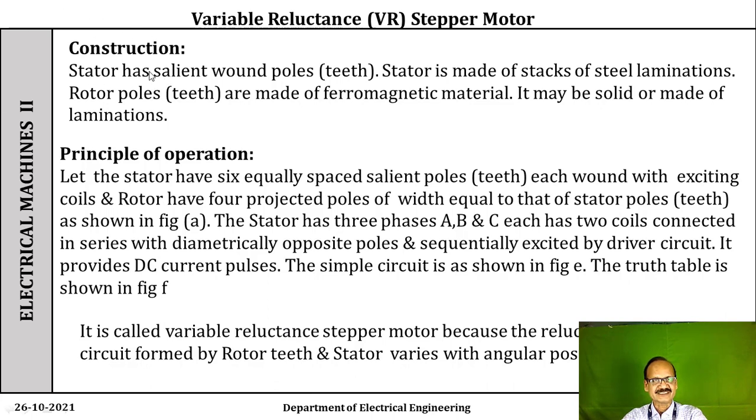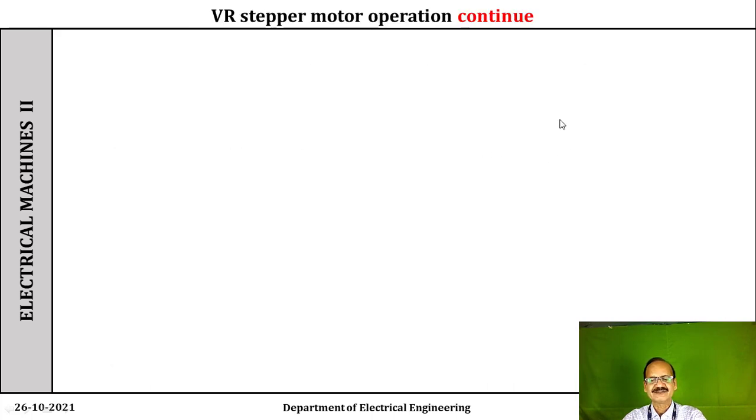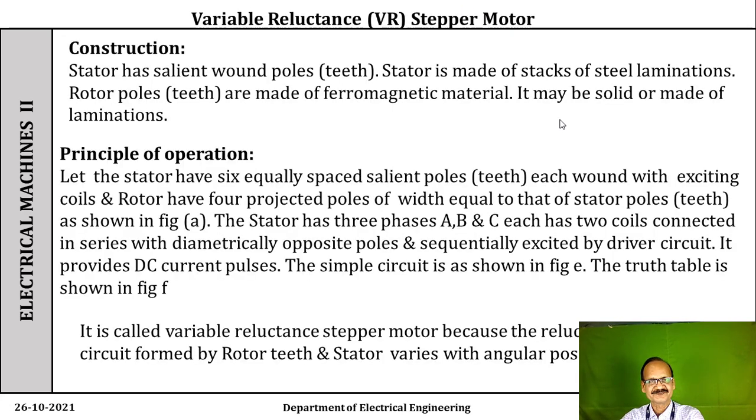Okay. Now see the construction. The stator has salient wound poles. Poles means nothing but the teeth. Poles means actually the number of teeth. The stator is made up of stacks of steel laminations, and it may be a single stack or multi-stacks. Later on we will see what the multi-stack is in the next video lectures. And the rotor poles, that is teeth, are made up of ferromagnetic materials. It is a good quality of magnetic material, and the rotor may be either solid or made up of laminations.